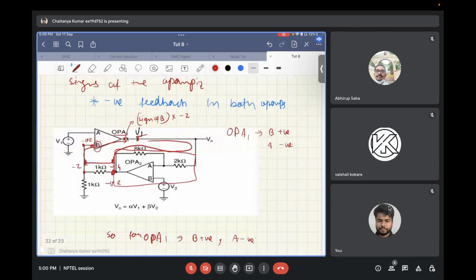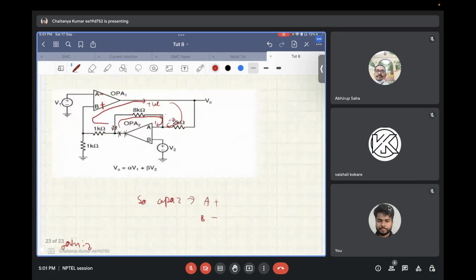Now, similarly for op amp 2, since this is a negative feedback configuration, and this op amp is in inverting amplifier configuration, you know that in the inverting amplifier configuration, the feedback is from output to the negative terminal of the op amp. So for op amp 2, A is the negative terminal and B is the positive terminal.